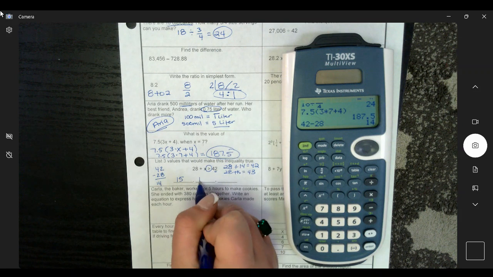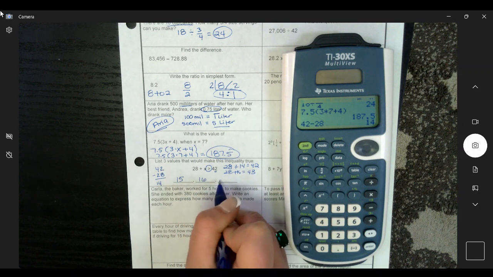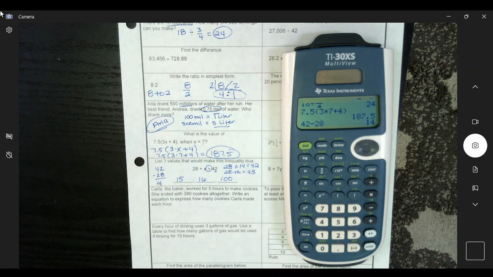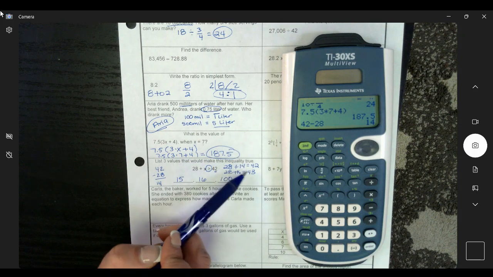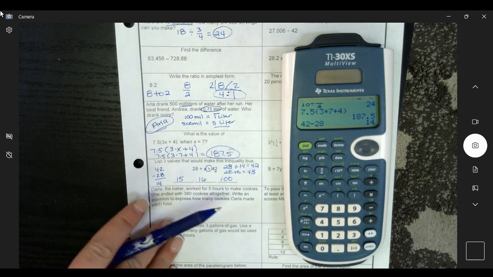So I can use 15, 16, 17, 18. Anything greater than 15 I could use. I could use 100. It doesn't matter. I just know that it can be 15 or higher. It has to be bigger than 14. 14 gives me exactly 42, and I need it to be bigger than 42, so anything bigger than 14 would work here.